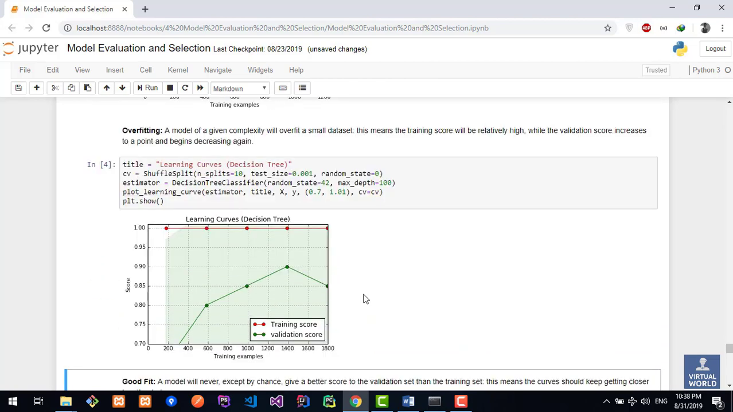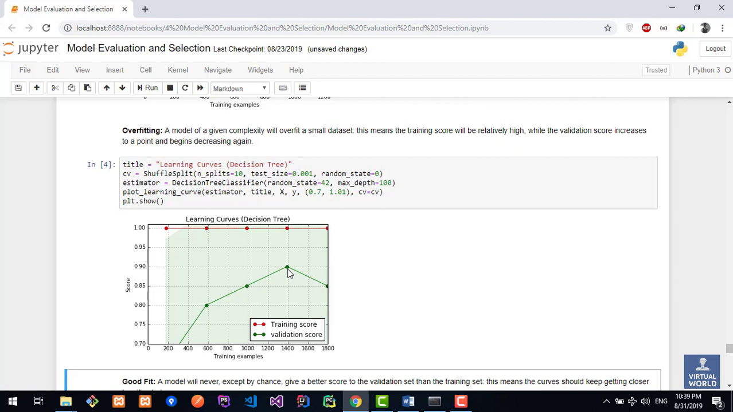The plot of learning curves shows overfitting because the training score is relatively high, while the validation score increases to a point and begins to decrease again. The inflection point in validation score might be the point at which training could be halted.